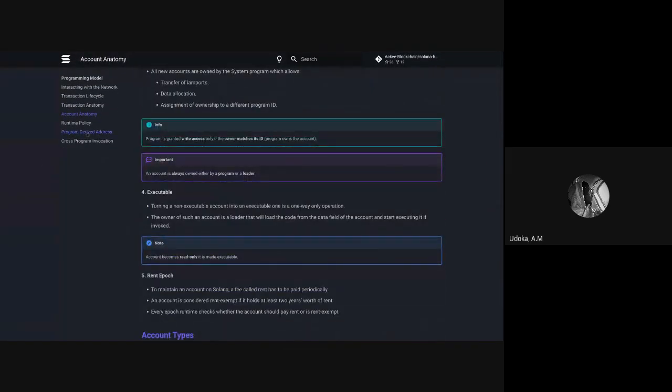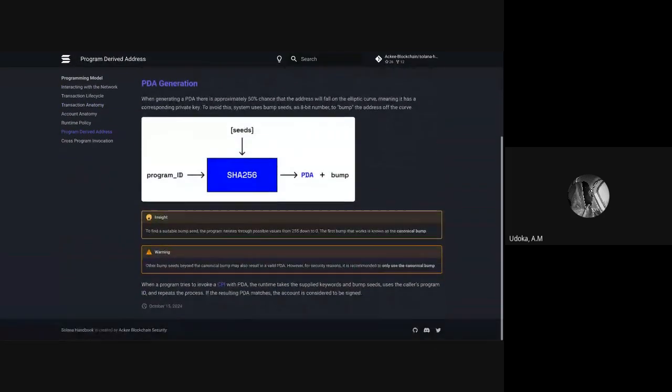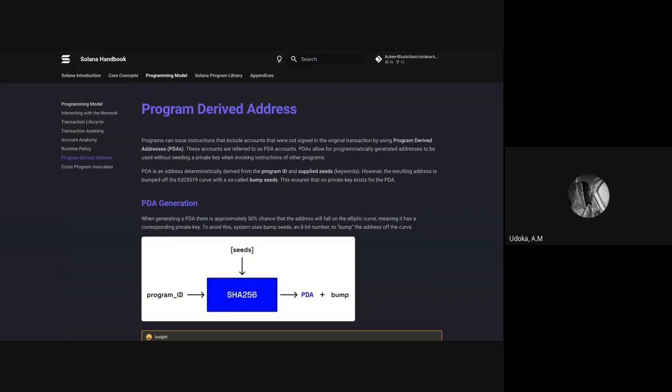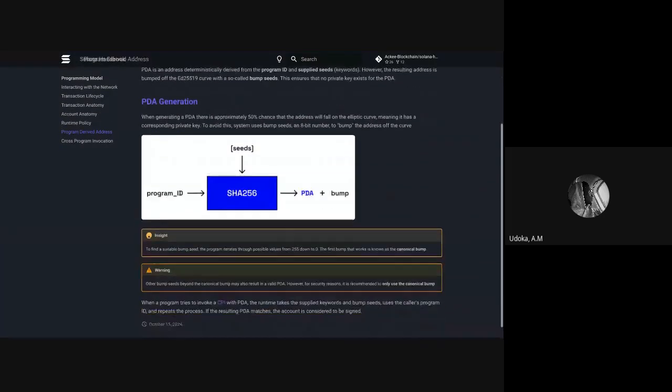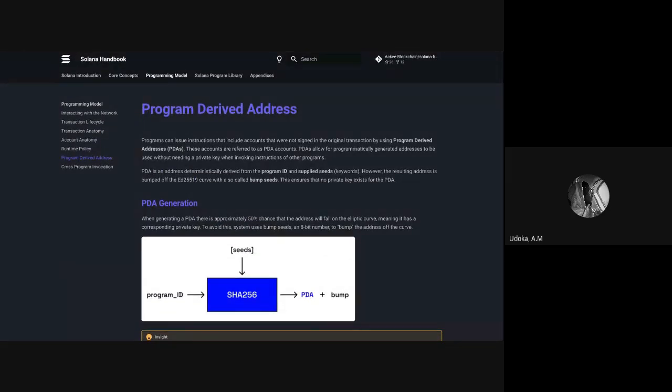Runtime policy, program derived addresses. Okay, so now here you go. There's a lot more to PDAs, and it's very important that you understand PDAs, especially because when we now get to dealing with CPIs, there will be a lot of program derived address operations at runtime. It's very important that you understand CPIs because most cross program interactions would be invoked from PDA executions. All right.